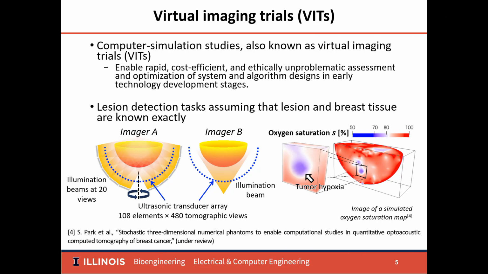This figure on the bottom right presents an oxygen saturation map within the breast, created by our framework. Using this framework, we conducted lesion detectability tasks by assuming exact knowledge of breast tissue and lesion. Although this is an idealized scenario, it provides valuable insights into the influence of skin color on 3D breast OAT images. As shown in the bottom left figure, we compare the two imagers that mimic existing systems across different skin colors.